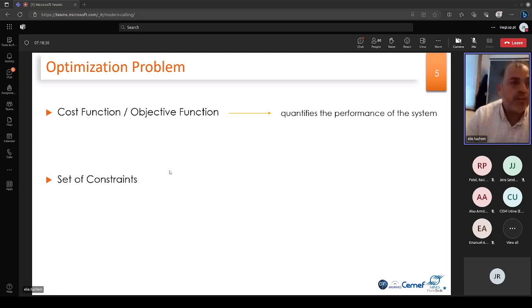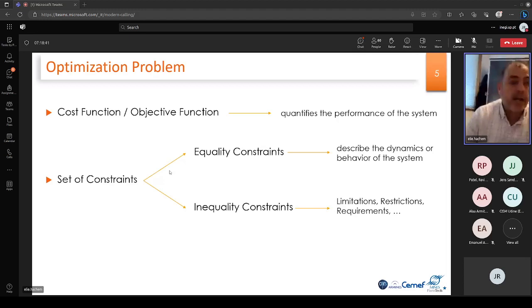Okay, so I'm coming at the end of the week, so maybe you know about all that. What is the cost function, the objective function? It quantifies the performance of the system. Imagine this is an energetic system or heat transfer system. You need to set the constraints which describe the dynamic behavior of the system. These are equality constraints, or even harder, inequality constraints that talk about restrictions, don't pass this value, limitations, etc.